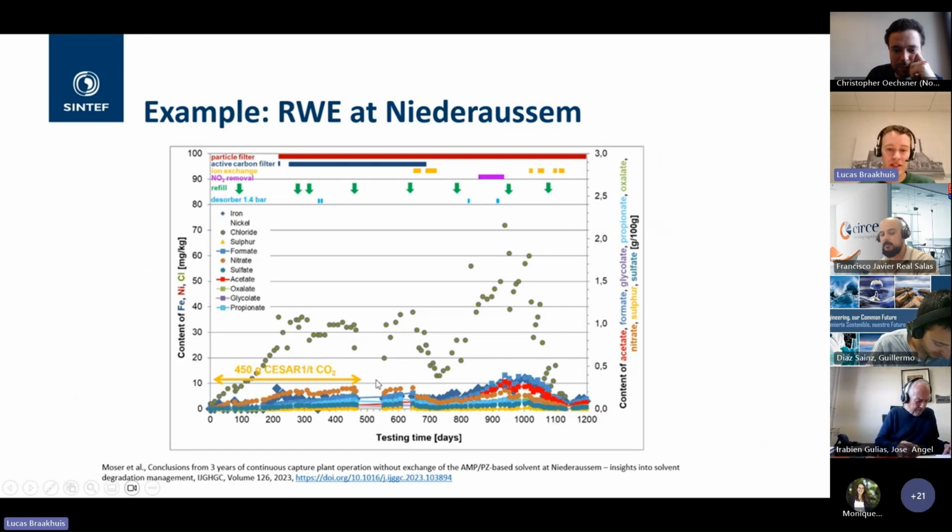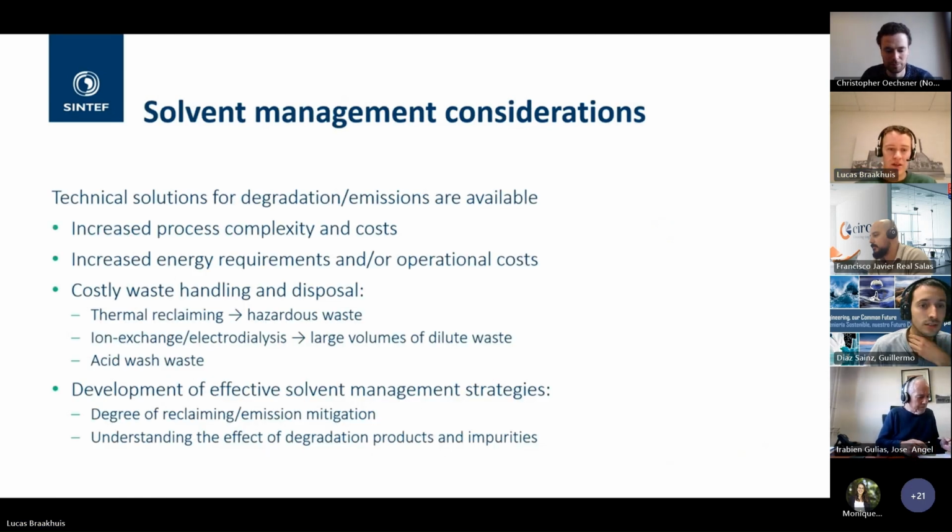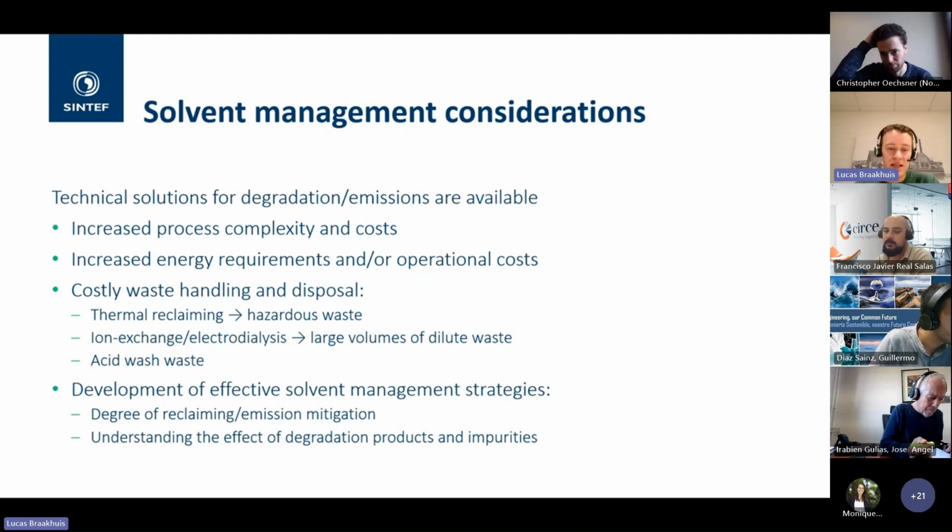In some of the results that they published, you can see that the use of, for example, the ion exchange here really impacts the concentration of impurities in the solvent, and that the use of this reclamation can be quite effective at controlling the quality of the solvent. So for the solvent management, we know that there are technical solutions available to limit the degradation and emissions, but they come at an increased cost and increased complexity of the process.